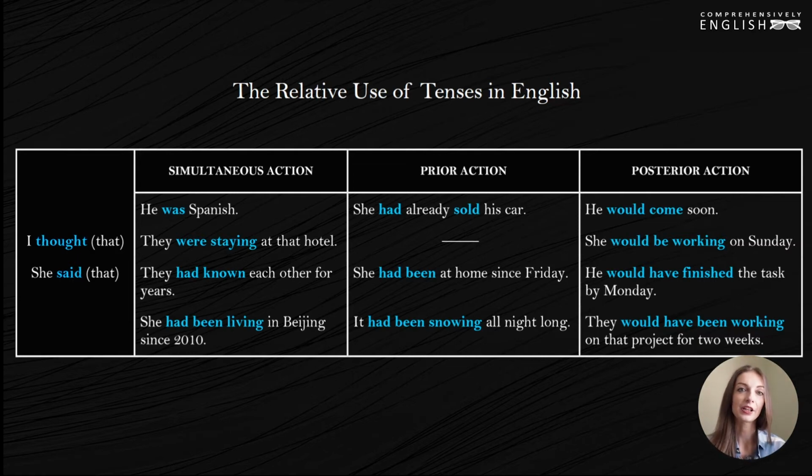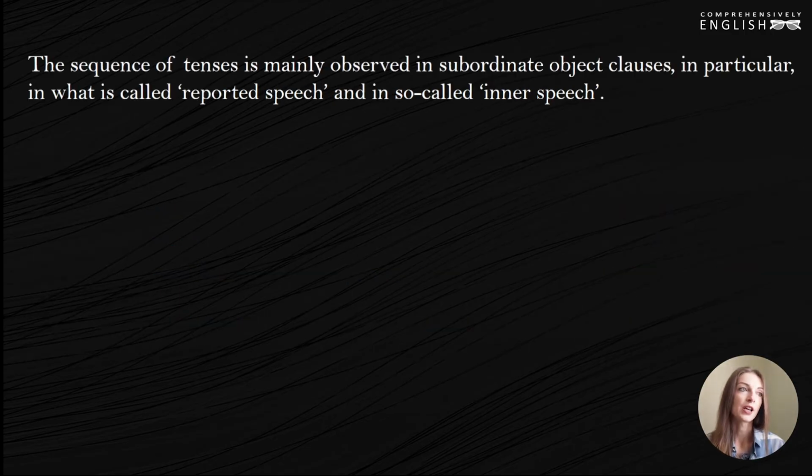I hope that's clear. As you see, the main clauses here contain the words I thought and she said. I thought what? She said what? So we find the sequence of tenses predominantly in object clauses, and first of all, when we speak about reported speech. The sequence of tenses is mainly observed in subordinate object clauses, in particular in what is called reported speech and in so-called inner speech. Let's see what I mean.